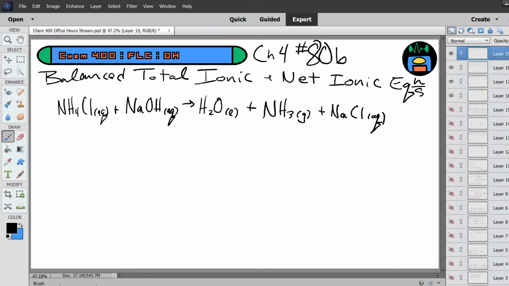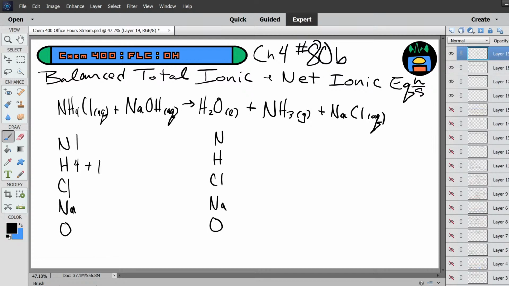As always, you always want to make sure that you're balanced. So let's take an inventory. Nitrogen, hydrogen, chlorine, sodium, and oxygen. We've got 5 elements to account for. Nitrogen is 1. Hydrogen, we've got 4 plus 1, right? 4 from ammonium chloride, 1 from sodium hydroxide, 1 chloride, 1 nitrogen, 1 oxygen. On the product side, we have 1 nitrogen, 2 plus 3 hydrogen, 1 chlorine, 1 sodium, 1 oxygen. So we're all balanced. We're good.